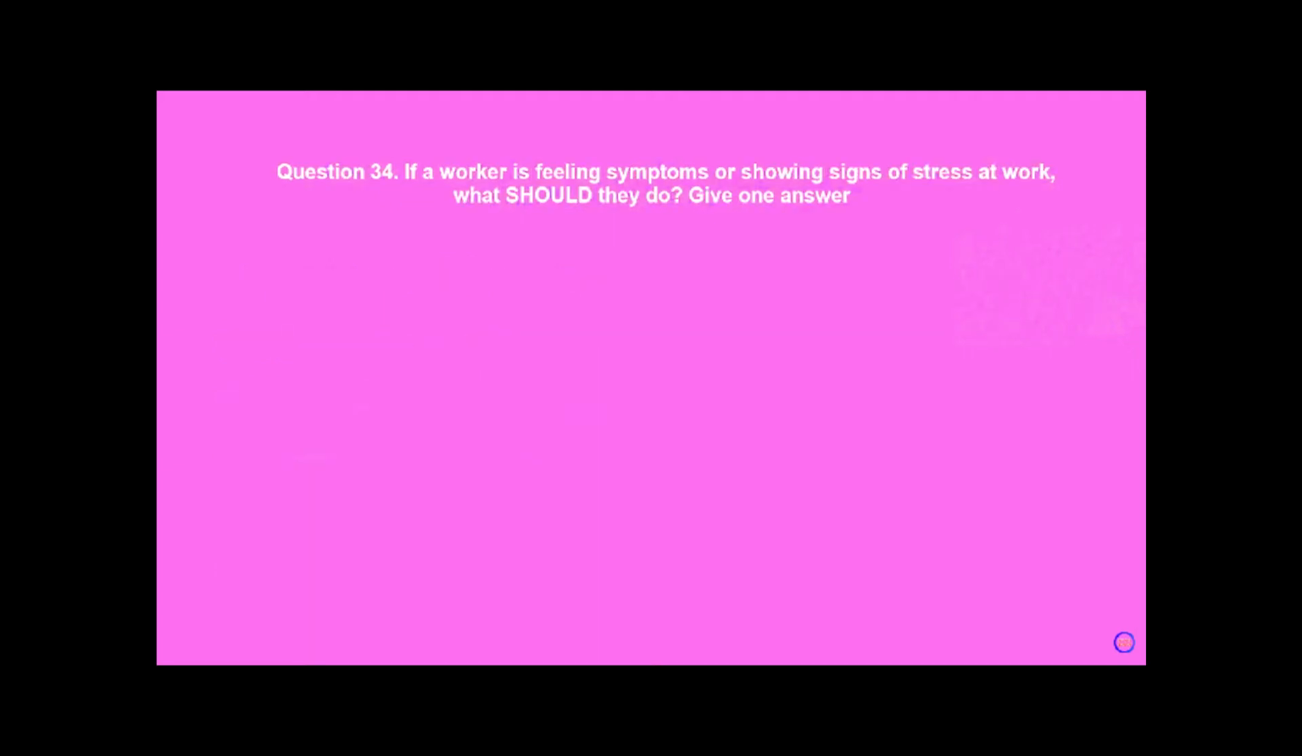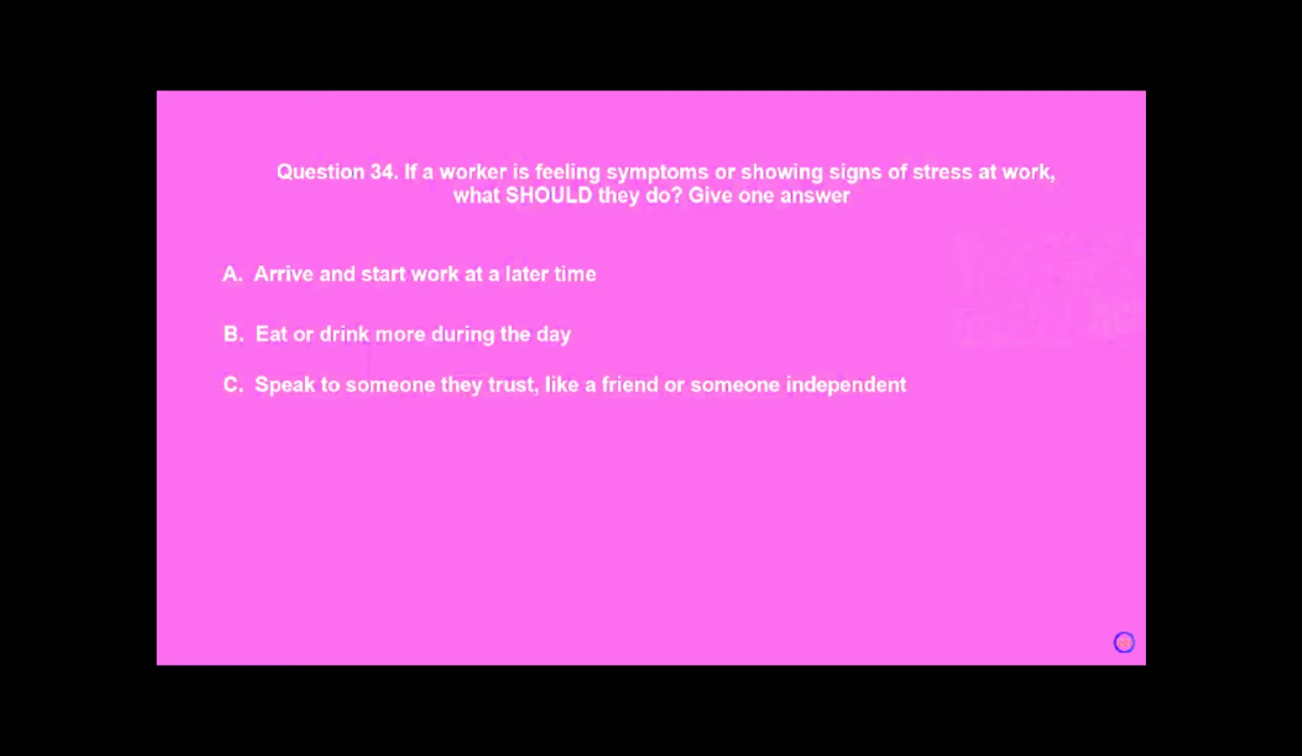Question 34. If a worker is feeling symptoms or showing signs of stress at work, what should they do? Give one answer. A. Arrive and start work at a later time. B. Eat or drink more during the day. C. Speak to someone they trust, like a friend or someone independent. D. Tell the rest of the team about their problems. The correct answer is C. Speak to someone they trust, like a friend or someone independent.